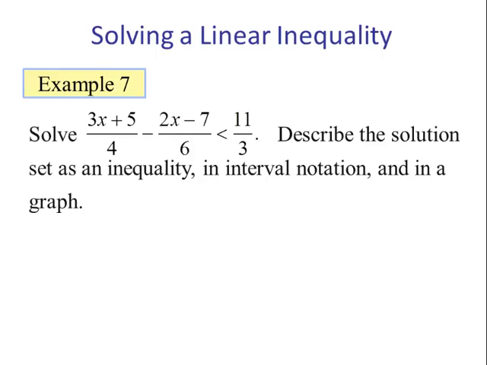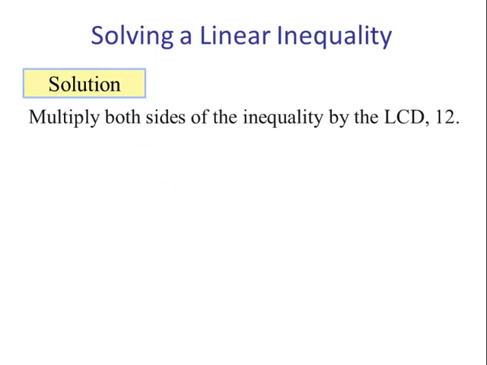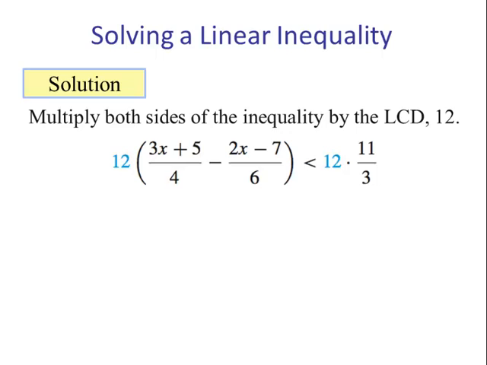Solve (3x + 5)/4 - (2x - 7)/6 < 11/3. Describe the solution set as an inequality, in interval notation, and in a graph. Well, our first step is we want to eliminate the fractions. So we're going to multiply both sides of the inequality by 12, which is the least common multiple between all the denominators. So the least common denominator between 4, 6, and 3 is 12. So every single term gets multiplied by 12.